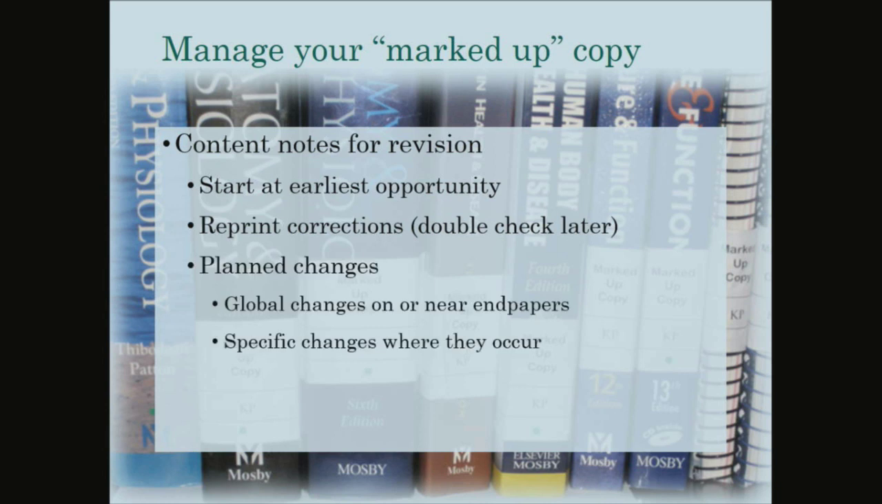And then I also make notes on planned changes. So any global changes, like here's something I want to add to every chapter, here's a new feature I want to add to every chapter, I'll put that on the end papers. I keep a list on the end papers there, like maybe the brief contents or something like that. And I'll just keep a list going of things that I want to do just broadly. And then, of course, if I have a specific change for a specific topic within a certain chapter, then I obviously mark it up right there in that particular chapter, where they occur.